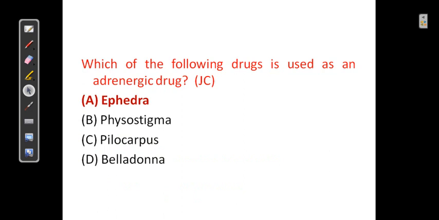Next one, which of the following drugs is used as an adrenergic drug? Adrenergic drug means it has action similar to that of adrenaline. Ephedra. From ephedra, ephedrine and pseudoephedrine alkaloids are obtained and they have adrenaline-like action. So they are used as sympathomimetic drug or adrenergic drug. So the correct answer is ephedra.